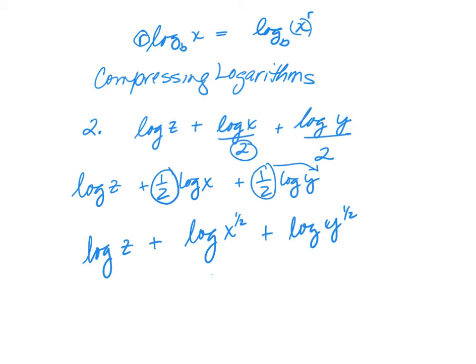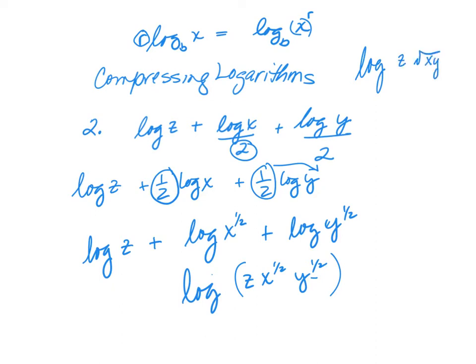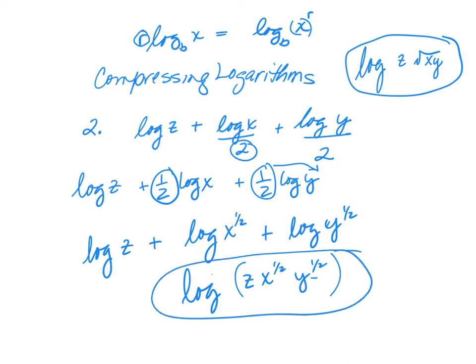Okay? Now since it's plus signs, we have one log and we multiply all those things together. And that is one answer that I'll take. The other answer is whenever you have something to the 1/2, that is the square root. So I'll also accept log of z square root of xy, which is the pretty way of putting it.